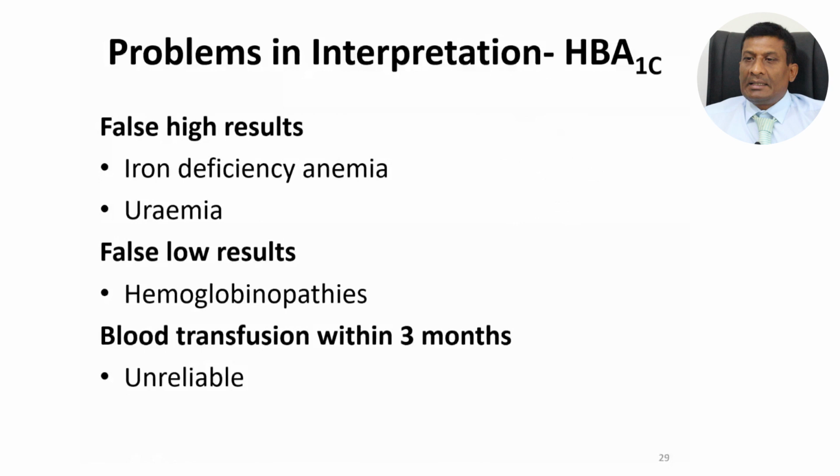However, there are problems in the interpretation of your HbA1c. You might get falsely high results with iron deficiency anemia, where the average lifespan of a red cell is higher than 120 days. With uremia, what happens? Certain toxic agents that accumulate in renal failure bind to the hemoglobin moiety, and that interferes with our laboratory assay, giving falsely high results. You can have falsely low results with hemoglobinopathies. That is because the average lifespan of a red cell of your patient is below 120 days. If your patient has had a blood transfusion within 3 months, your test is unreliable because you are running somebody else's blood.